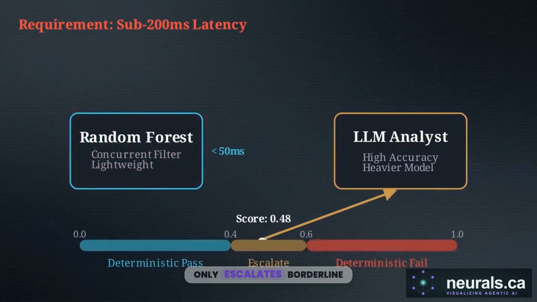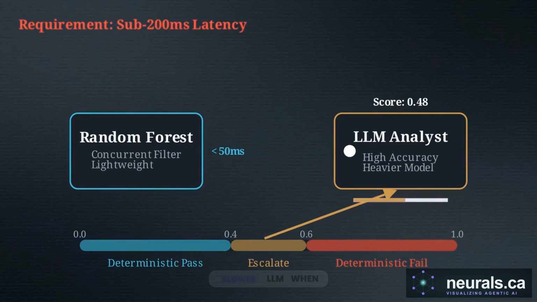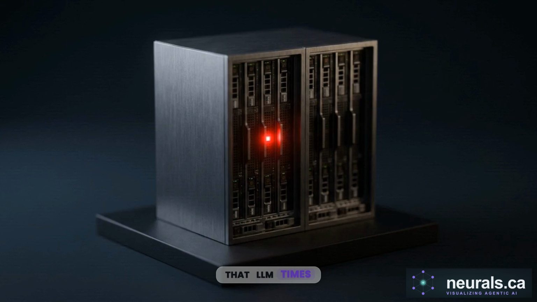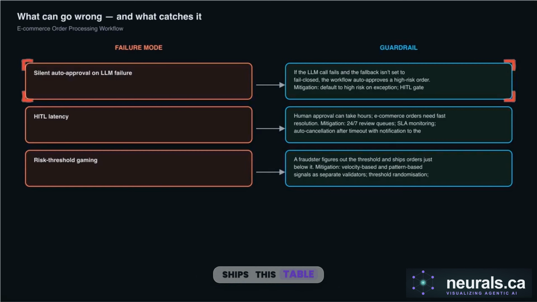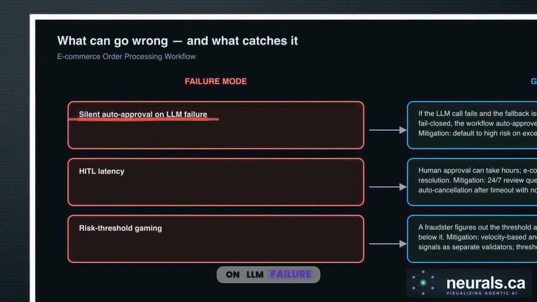The system only escalates borderline scores to the slower LLM. When that LLM times out, the fallback state dictates the survival of the business. If the system defaults to pass, a fail-open state, the workflow shrugs and the $12,000 fraudulent order ships. This table breaks down common system risks. Look at the top row. Silent auto-approval on LLM failure is the #1 production incident.